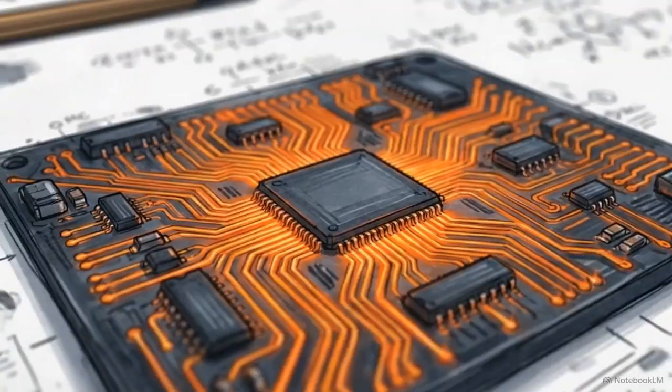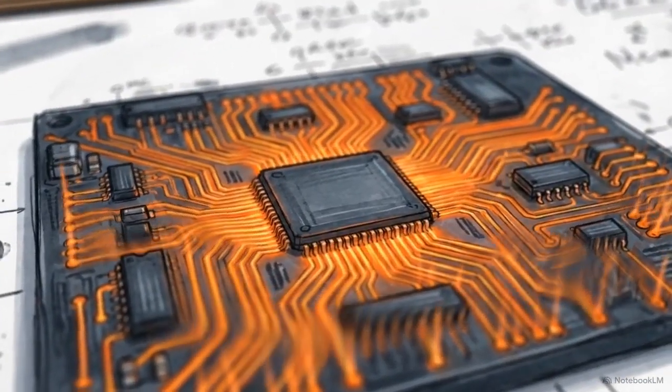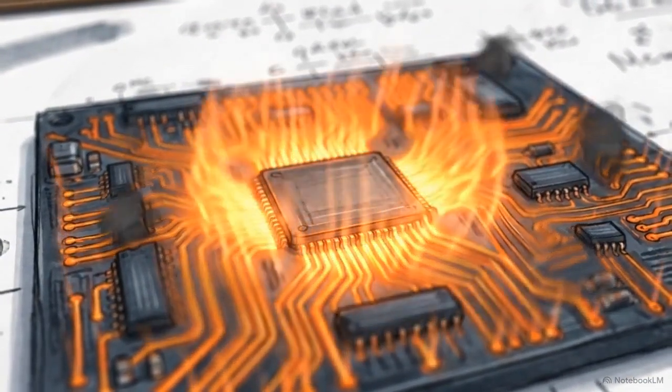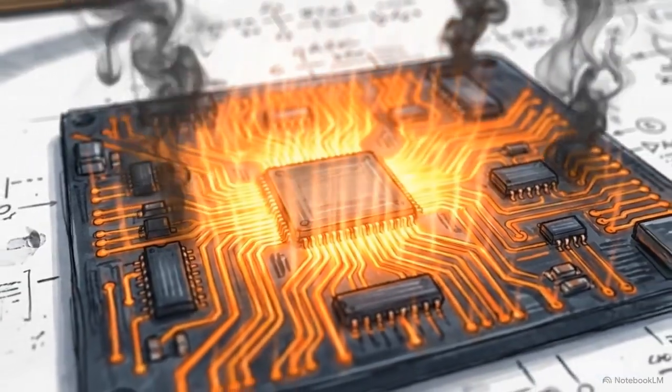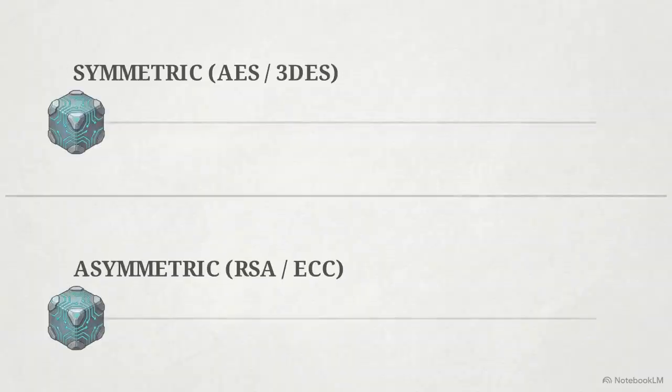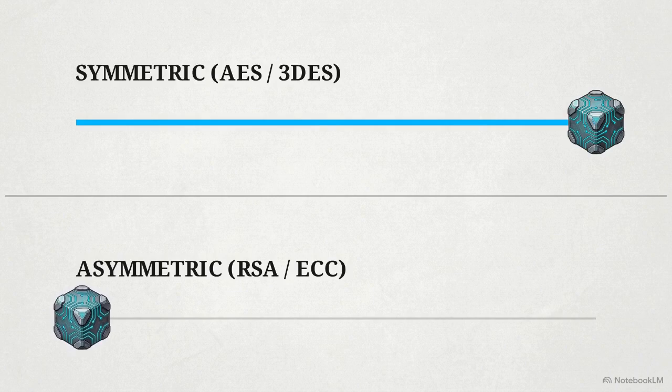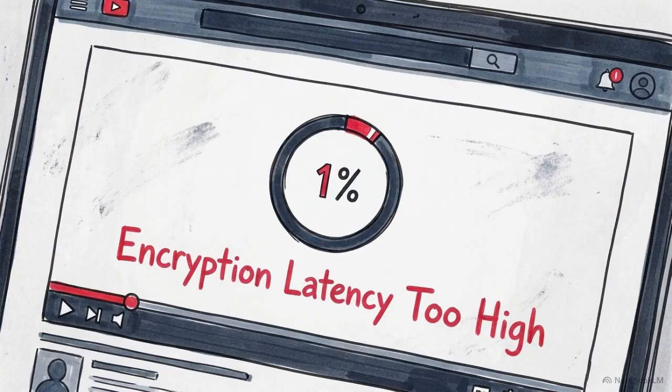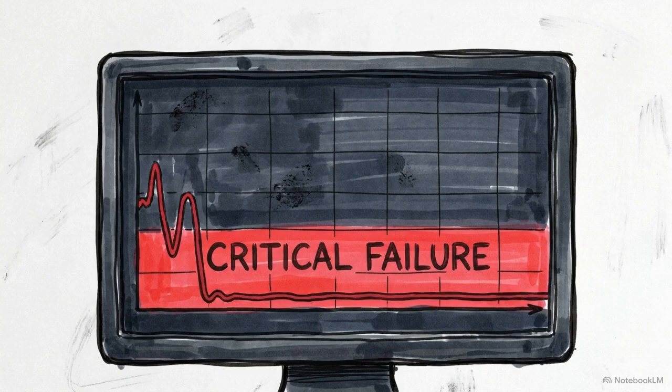But there is a very significant cost. The mathematics required for asymmetric security are extremely demanding on the CPU. Public key algorithms process data roughly 1,000 times slower than symmetric block ciphers. This means we cannot use RSA or elliptic curves to encrypt large files or video streams. Attempting to do so would cause network performance to drop significantly.